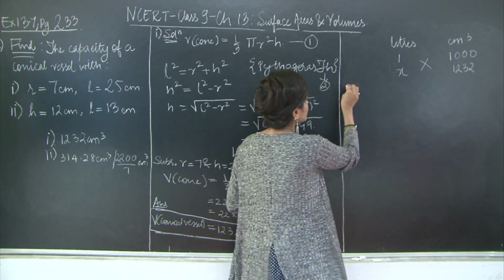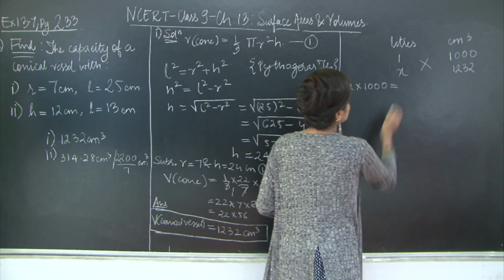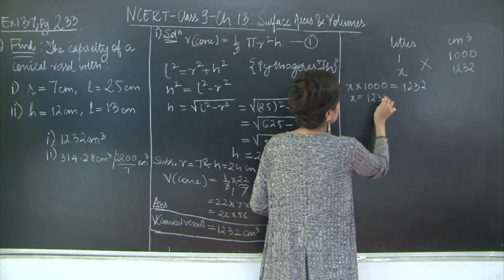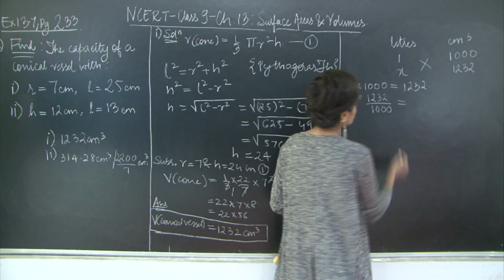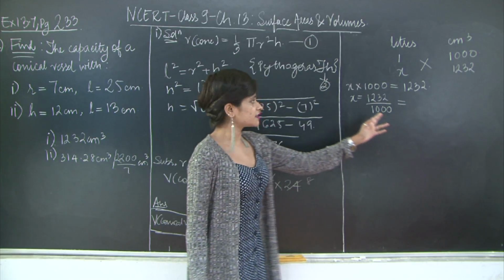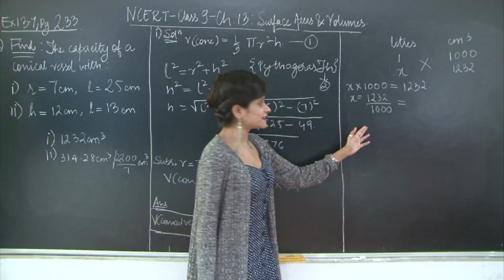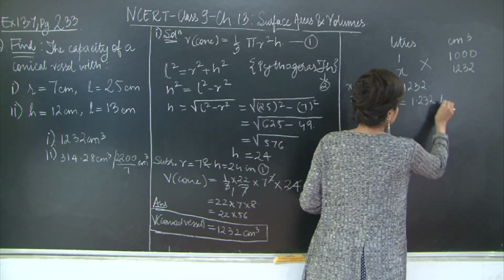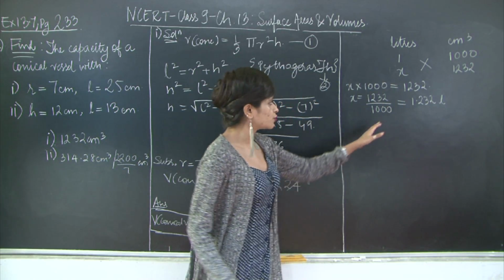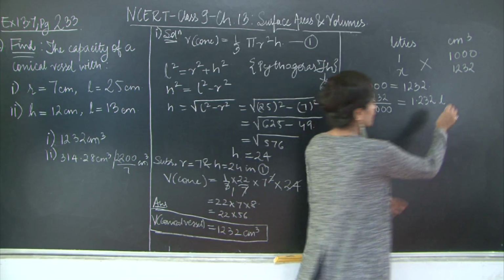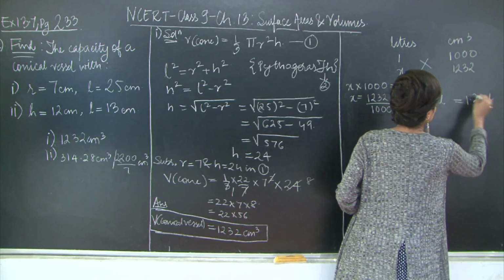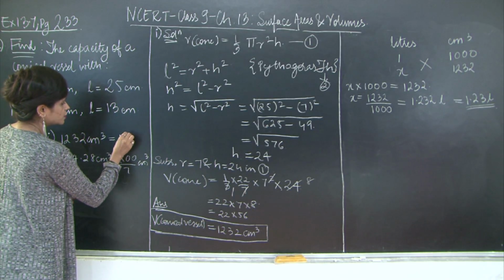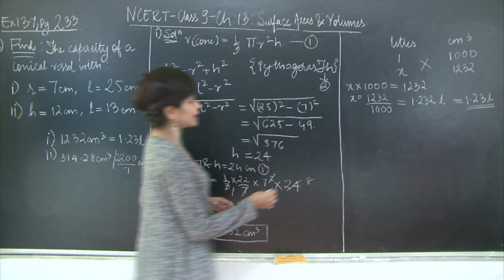So when you cross multiply, you get x into 1000 is equal to 1232 into 1, which is the same thing as 1232. So x is going to be 1232 divided by 1000. Now we have 3 zeros in the denominator. So in the numerator, we are going to shift towards the left by 3 decimal places to get rid of these 3 zeros in the denominator. So this is going to be 1.232 liters. It's usually suggested that you take only 2 decimal places after the decimal point, so I can write this as 1.23 liters. This is the answer to the first question. So let me write this over here. This is 1.23 liters.